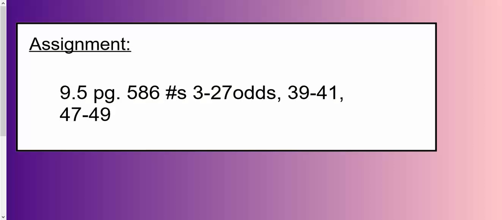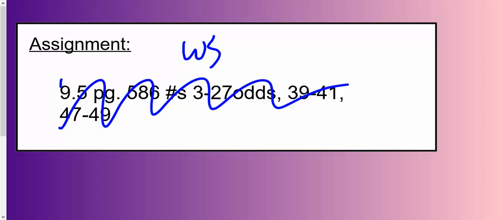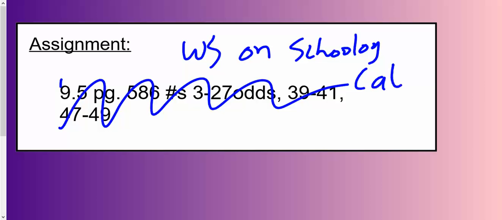All right, and I'm probably going to change this. Don't write this down yet. In fact, this is not your assignment. The worksheet is on the Schoology calendar. You can either print it off or just write down the problems. But yes, we're not doing the book assignment today.